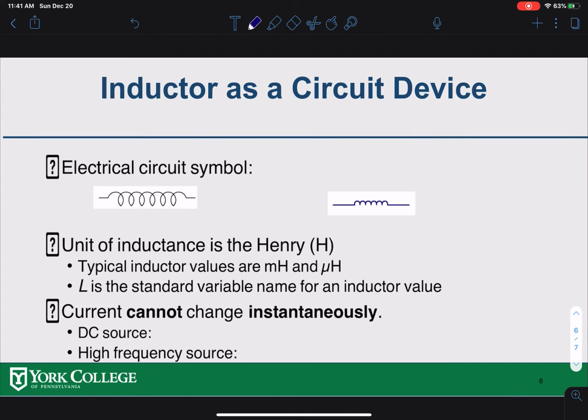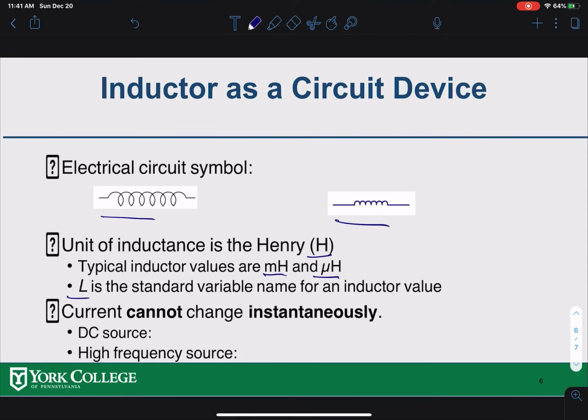An inductor has this electrical symbol, either this one or this one here. In the circuit, we use this symbol for the inductor. There's no polarity for the inductor. As you remember from the last class, capacitive impedance XC is 1 over j omega C. An inductor stores energy and is also frequency dependent. The unit for inductance is henry. Normally we see millihenry and microhenry in our classroom. L is the standard letter for the inductor.